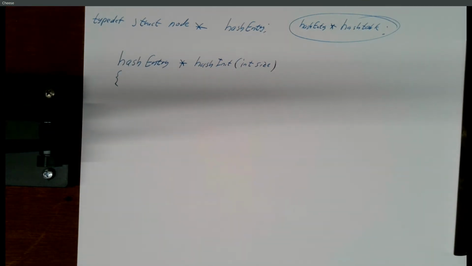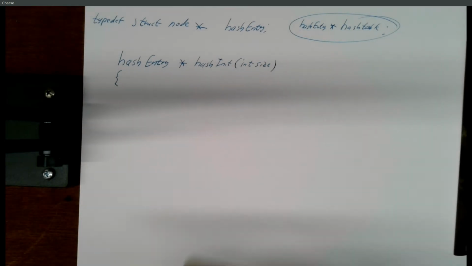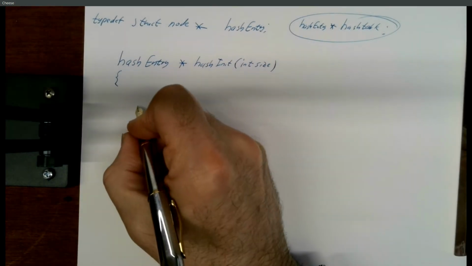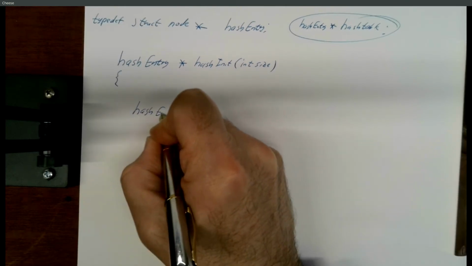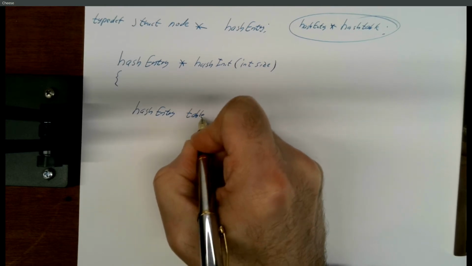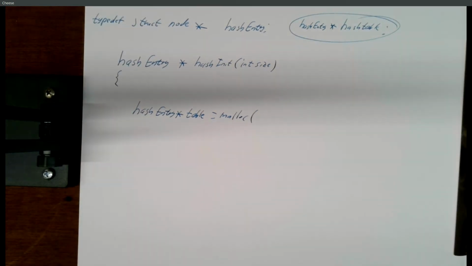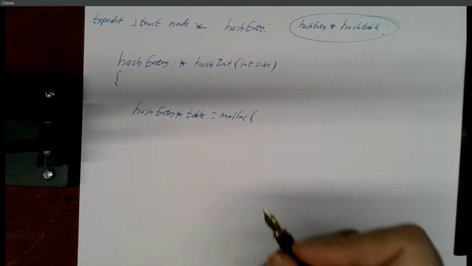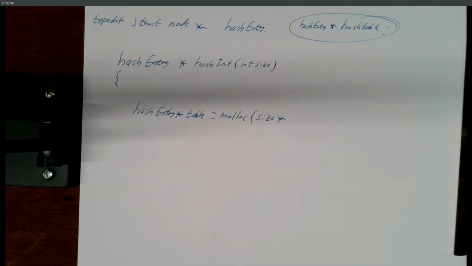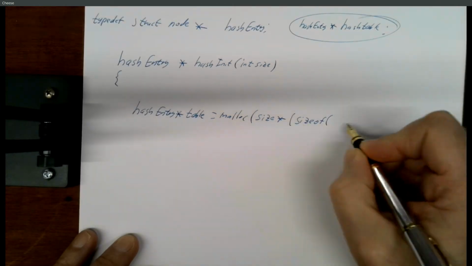So what do we do? We want to allocate space for an array of this size of hash entries. We do that with malloc. And what do we want to malloc? Well, we want to malloc size times however big a single hash entry is, which is sizeof hash entry.